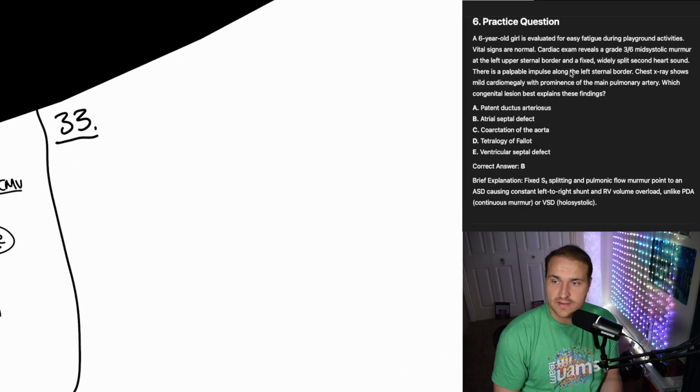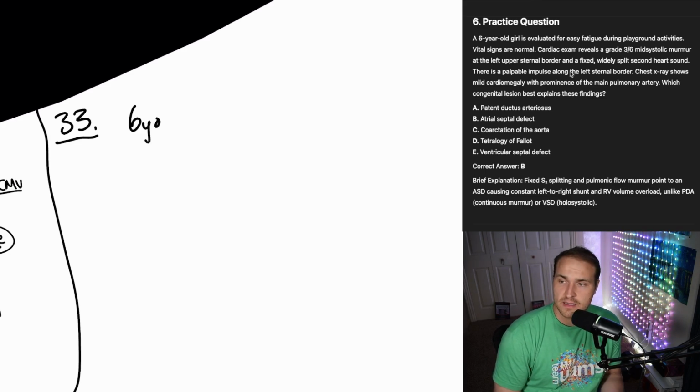Next question. In this question, we have a 6-year-old girl who is evaluated for easy fatigue during playground activities. Vital signs are normal. Cardiac exam reveals a 3 out of 6 mid-systolic murmur at the left upper sternal border and a fixed, widely split second heart sound. There is a palpable impulse along the left sternal border. Chest x-ray shows mild cardiomegaly with a prominence of the main pulmonary artery. Which congenital lesion best explains these findings?